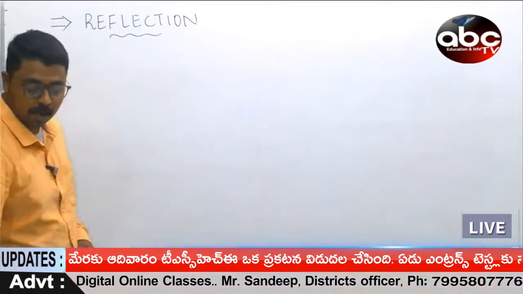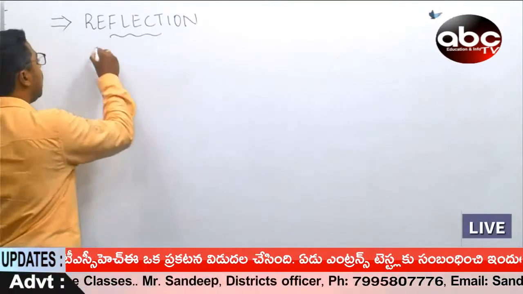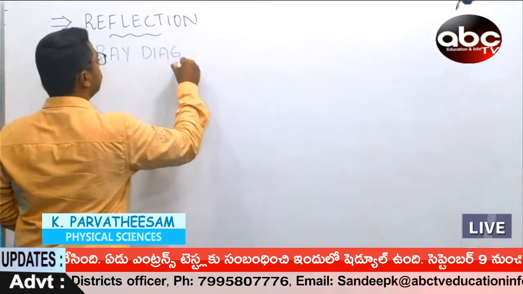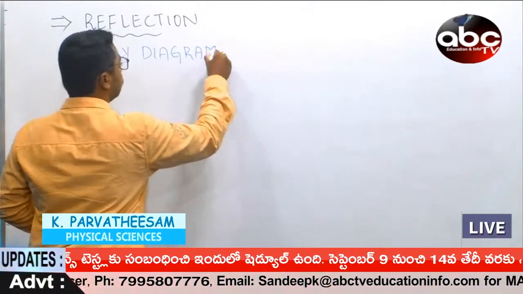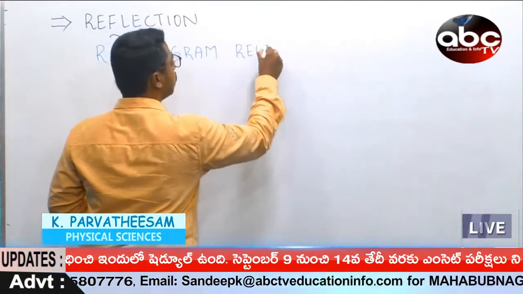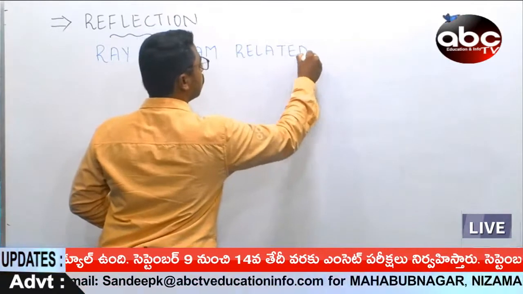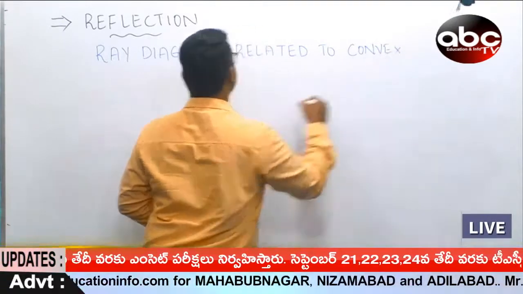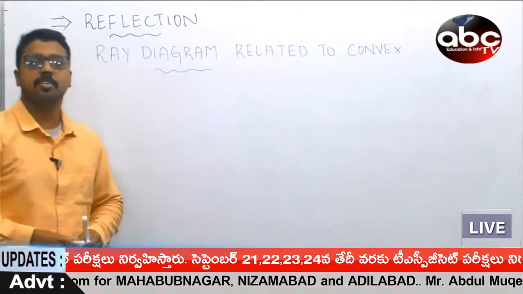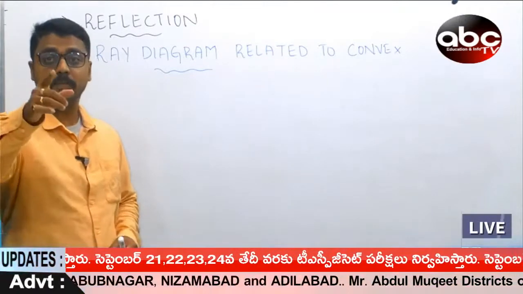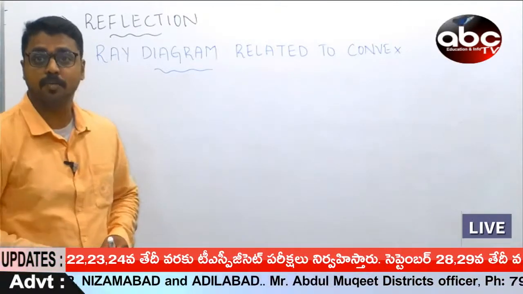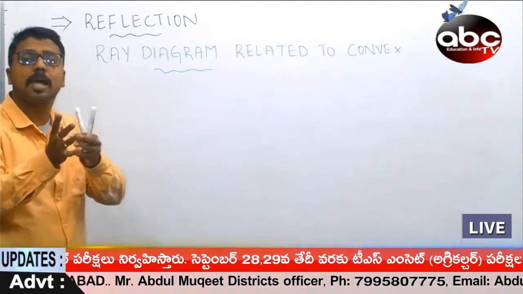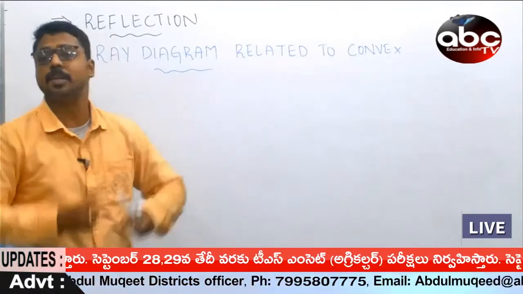That is nothing but we are also going to learn about the ray diagrams related to the convex mirror also. The ray diagrams which are related to the convex mirror also. Listen carefully. This you are going to obtain here only. Nowhere else are you going to find it. So before going to that, let us once recall the part of concave and convex mirrors.